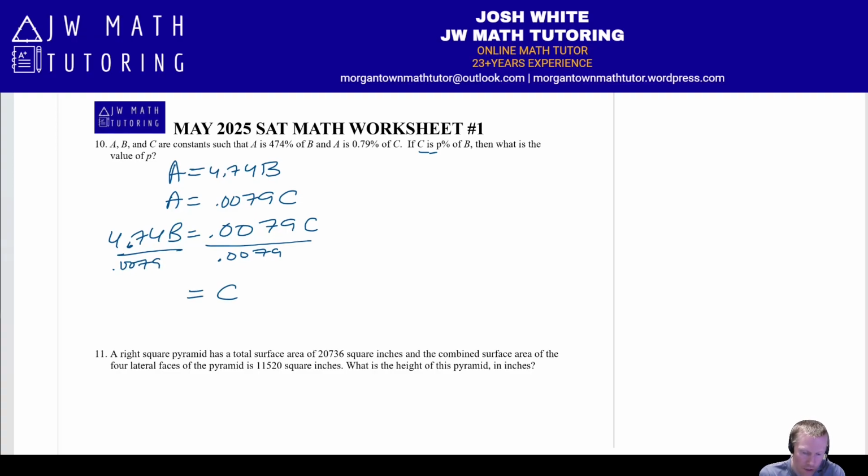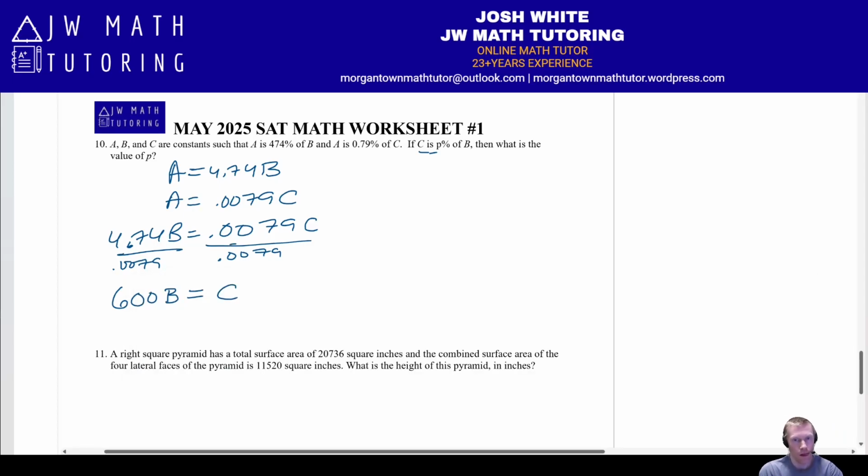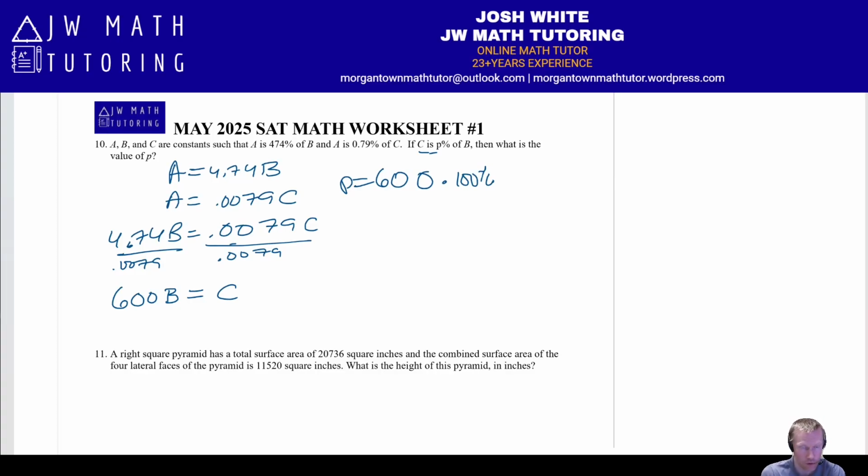C equals. And when we go ahead and do this, and we can just confirm this in Desmos, you should get 600b. 4.74 divided by 0.0079. Yep, okay. But we want P as a percentage, not as a decimal. So P is 600, but we want the percentage value. So that's where you have to multiply it by 100%. So the final answer to this is 60,000. That's what you would type in. Okay? So P as a percent is 60,000.